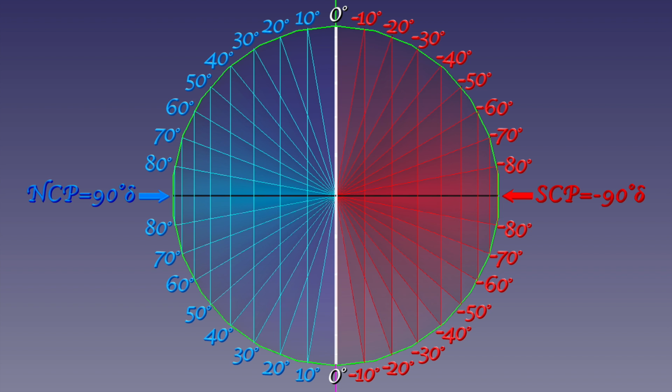For negative declinations, the SCP represents negative 90 degrees declination. So each cone out from the equator will have an exterior angle that is 10 degrees less than the previous. Each cone represents 10 degrees in declination, so the largest cone closest to the equator would have a declination of 10 degrees, and the smallest cone near the NCP would have a declination of 80 degrees.